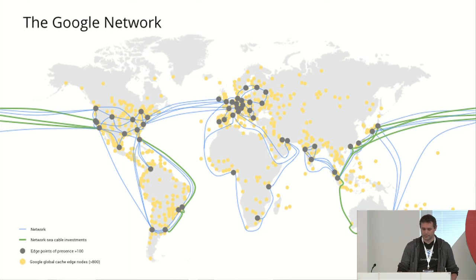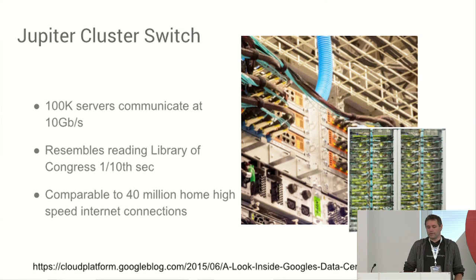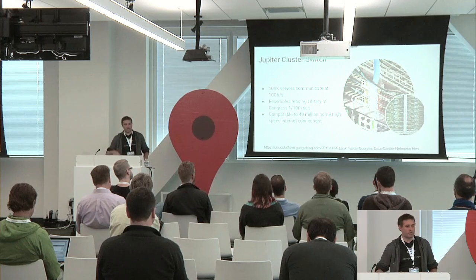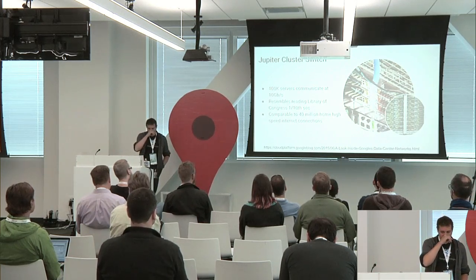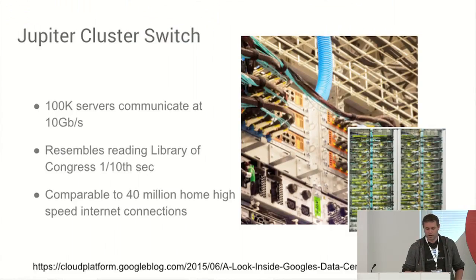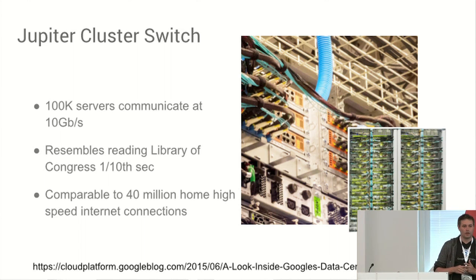on top of these technologies. So just to give a hint of what's going on under the hood, we build our own everything in our data centers. The Jupiter cluster switches allow us to move data within a rack at something comparable to millions of high-speed home internet connections, right? This is not like networking a bunch of computers in the usual sense.